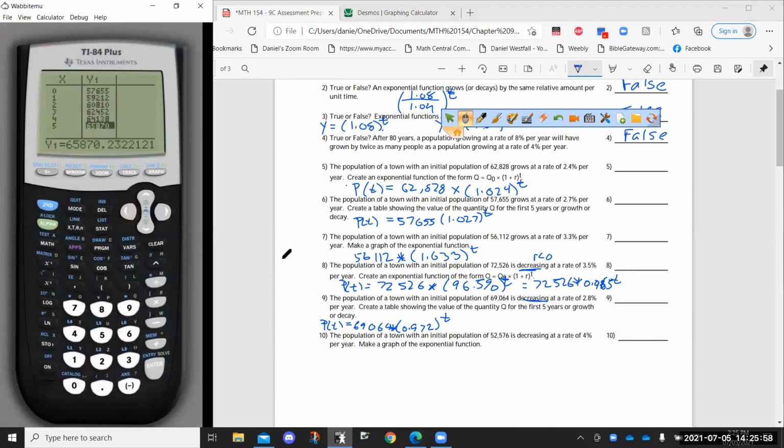Let's go back to the calculator. Y equals, and this is going to be 69,064 times 0.972 raised to the t. And I'm going to go to that same table for the first 5 years, and we're going to see this decreasing. Yes, decreasing year over year. See that? Start off at 69,000, then it's at 67,000, 65,000, and so on. So you can copy those numbers down.